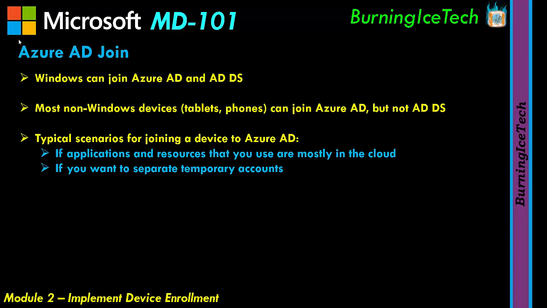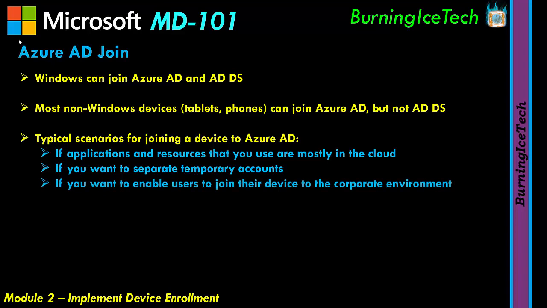Lastly, guys, another scenario I want to give you is if you want to enable users to join their device to the corporate network. Now, for the most part, this is going to be your own staff members, your own people in your own company. So if folks have their own devices, this is probably going to be a BYOD situation, which stands for bring your own device. So if one or more people have their own phone, their own tablet, their own laptop, whatever it might be, and they would like to go and join that to your company domain for whatever reason, you can have them do that now if you're using Azure Active Directory.